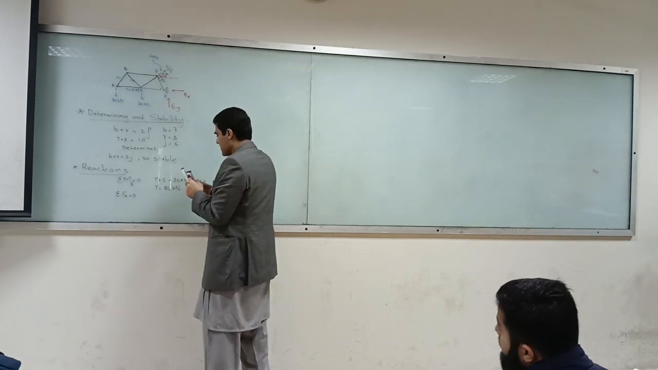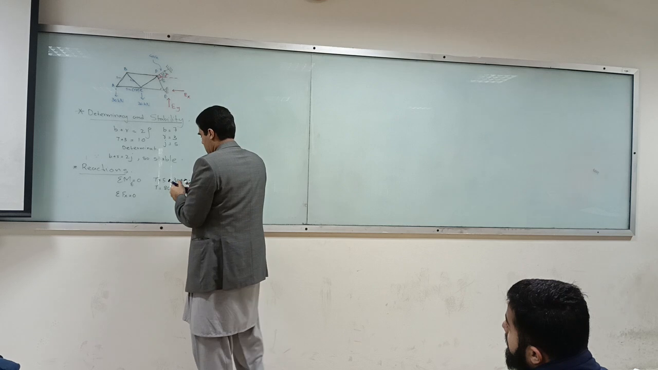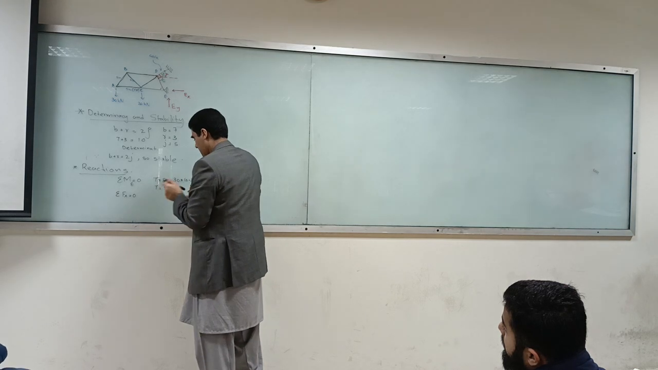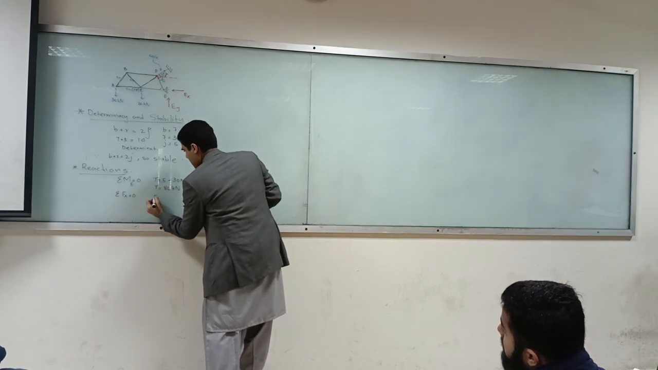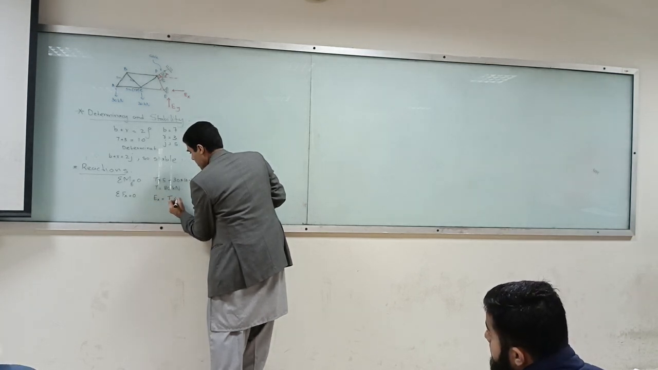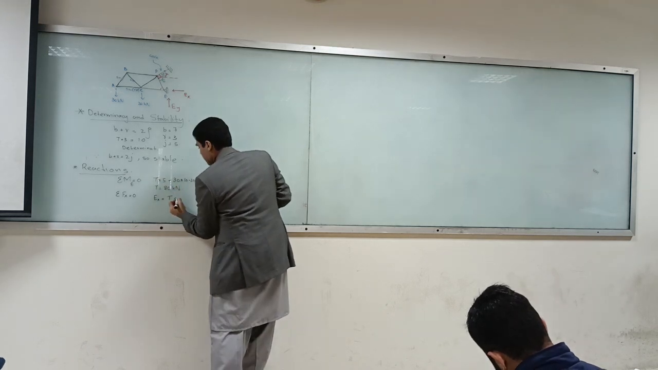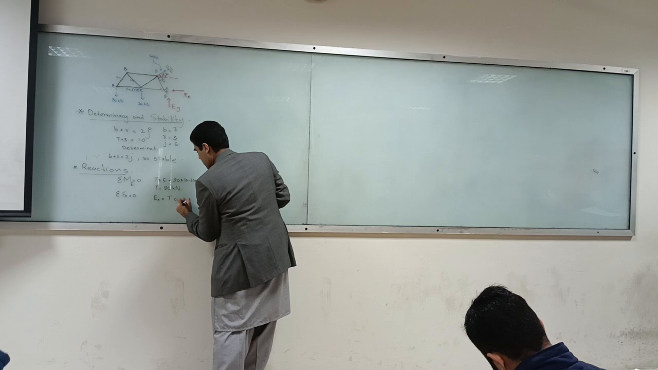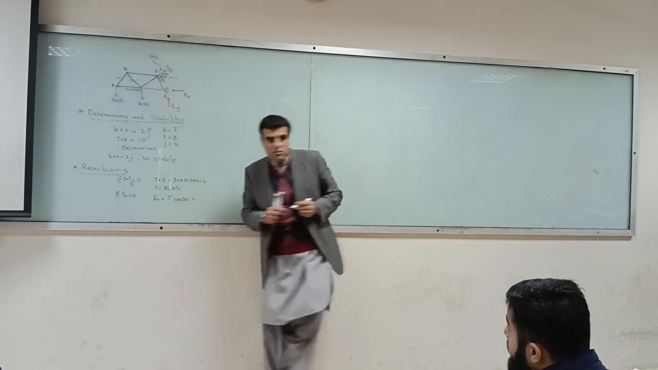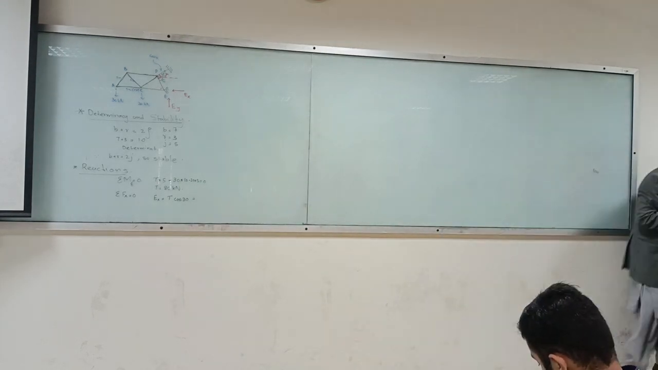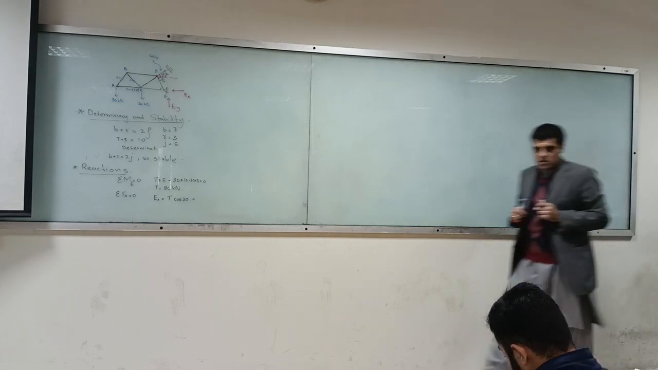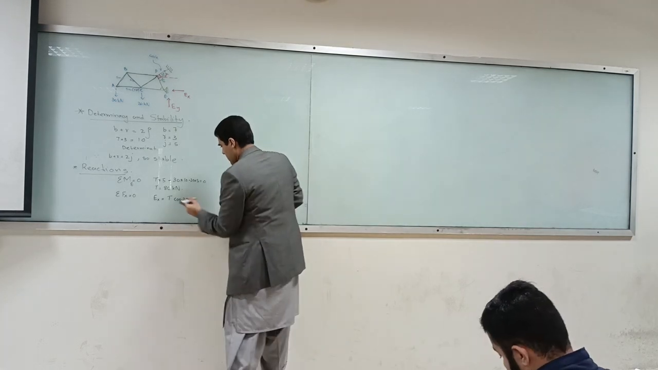So what will be my Ex? Ex equals T cos 30. There it is. So 69.2.